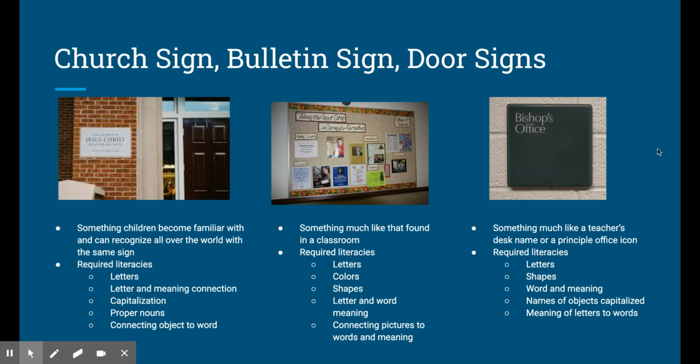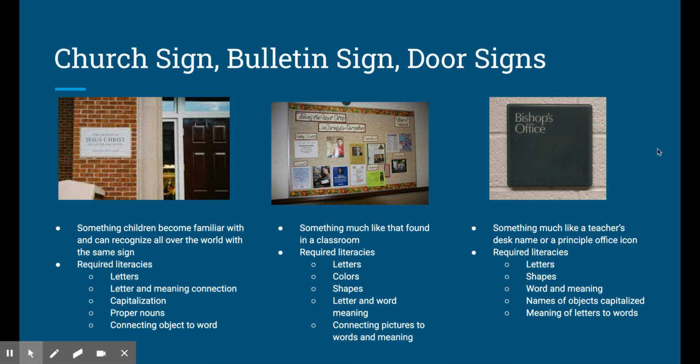The church sign itself is very much like the temple sign, in which case the children become familiar and can recognize it all over the world, no matter where they are, based upon understanding the name of the church and the words that are written on the front of the building. This requires the students to have literacies of letters, letter and meaning connection, capitalization, the name of something being a title or a noun, and connecting the object to the word.